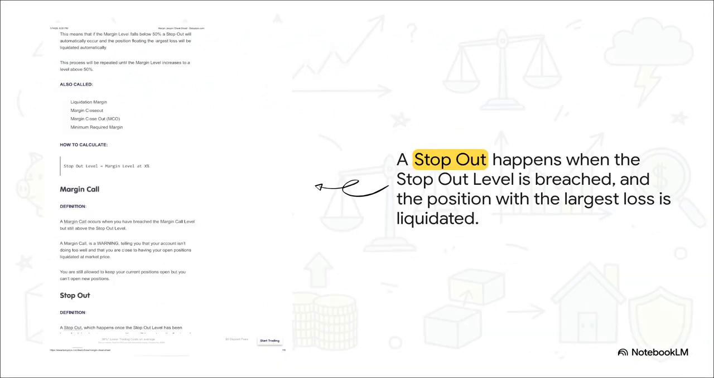A stop out is the broker's safety mechanism. If your margin level keeps dropping and hits an even lower number, the stop-out level, the system just takes over. It will automatically start closing your trades, usually starting with the one that's losing the most money. It has to do this to stop your account balance from going negative.